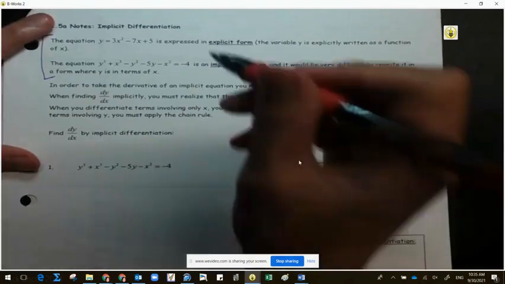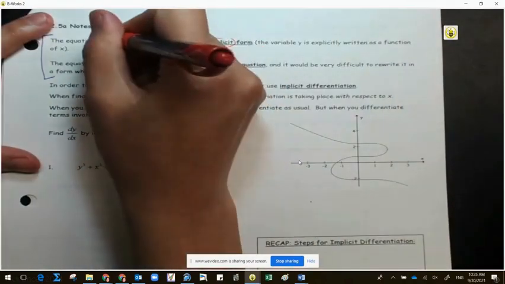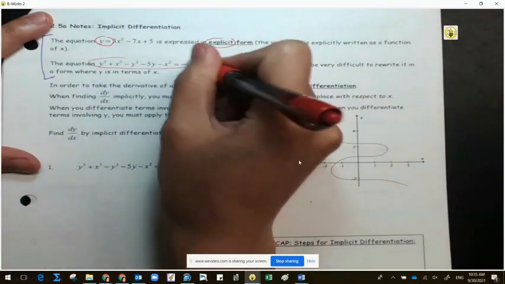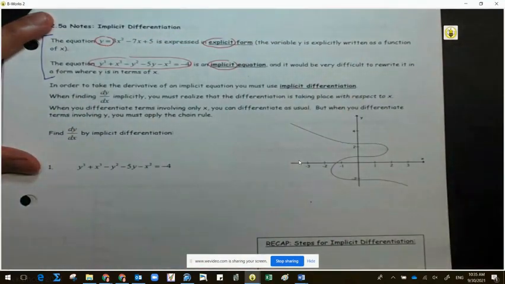So here's my summary. Explicit means y is by itself. Implicit means y is not by itself anymore. Can we actually see that? That's it. Just sounds a little fancy.